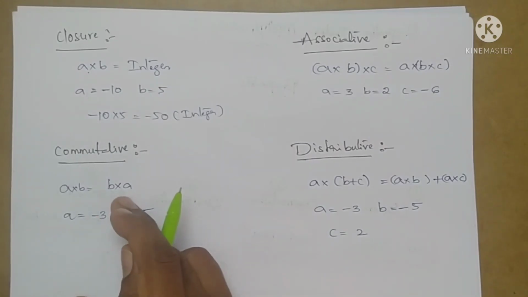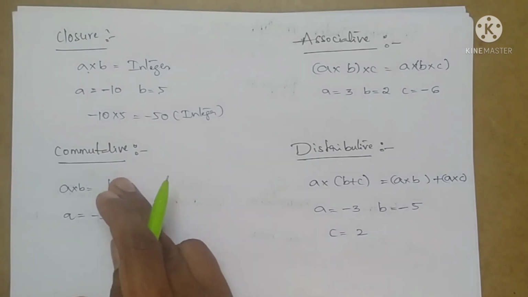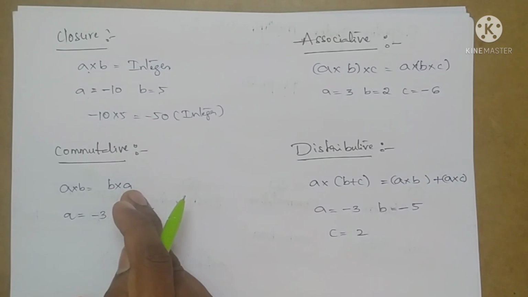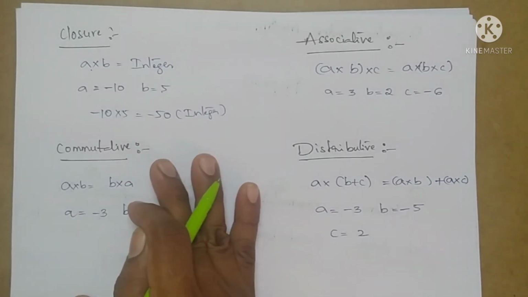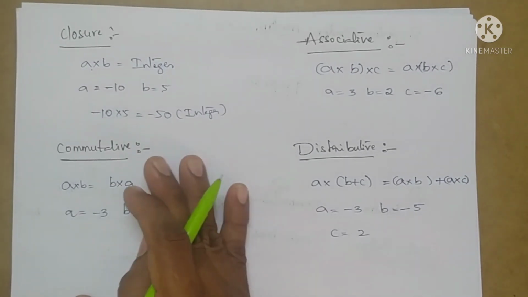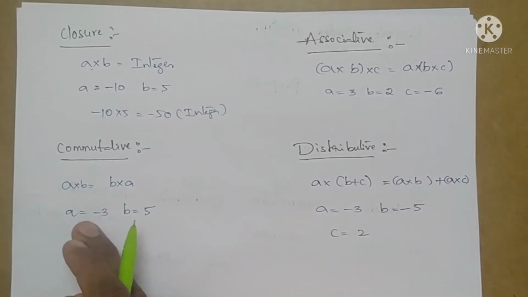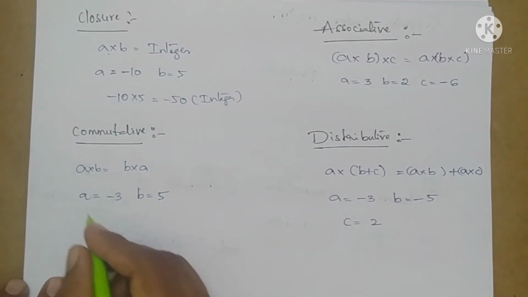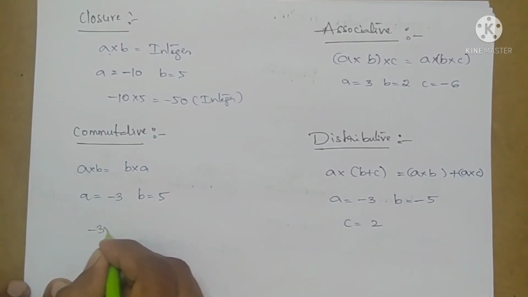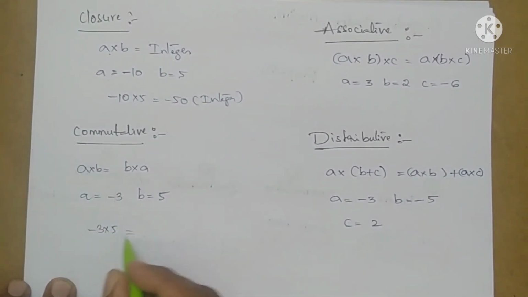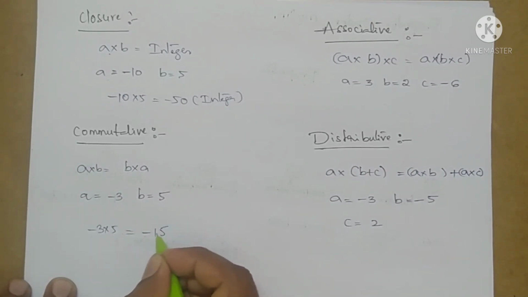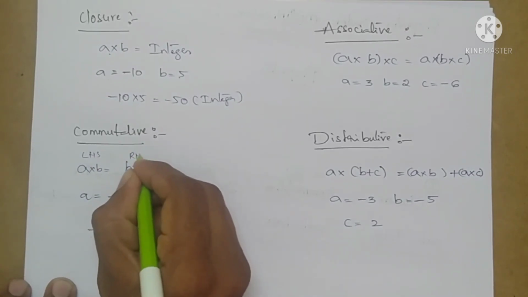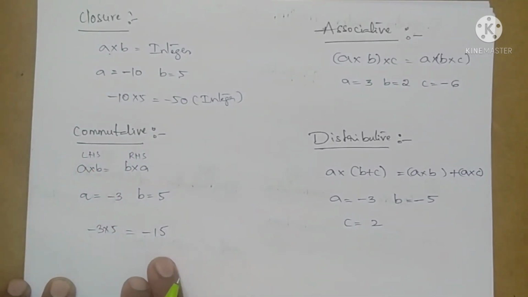Next one, commutative property. This property says that a into b is equal to b into a, and it is true for multiplication of integers. So here a is equal to minus 3, b is equal to 5. So a into b means minus 3 into 5. The result is plus into minus is minus, 3 5s are 15. This is the LHS side, this is the RHS side. So the LHS result is minus 15.